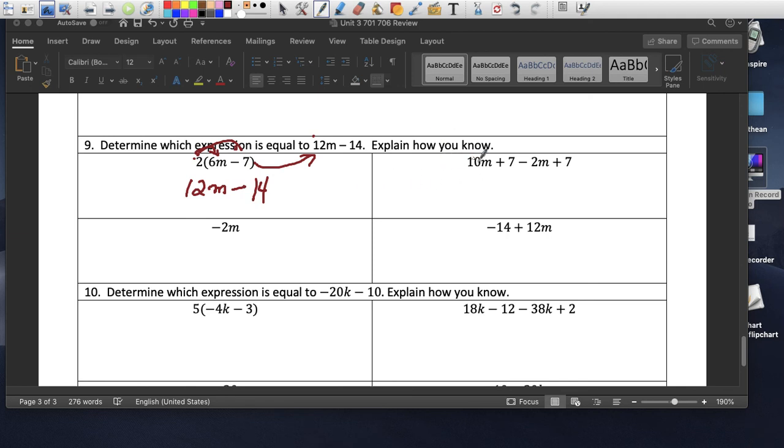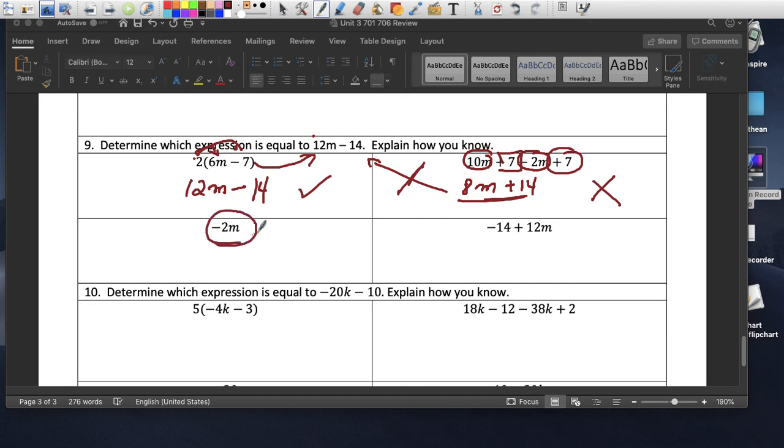Second one here, let me combine like terms. 10m minus 2m is actually 8m. And 7 plus 7 is positive 14. So again, you can write how you combined the 10m minus 2m and that gave you 8m, and then this 7, the constant, with the other constant you added, and you got 14. Is this the same thing as this? No, it's not. It's nowhere near 12m minus 14. So this one's good, this one is no.